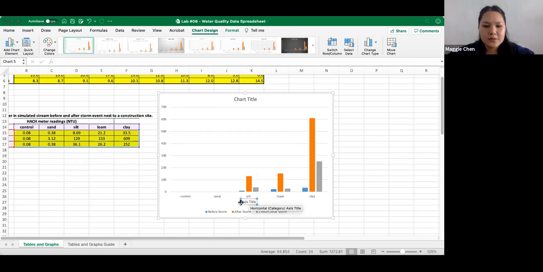And when it pops up on our chart, we can change it to say site name, because in this example, each of these different particle types that we're looking at, as it changes throughout the storm, is like a construction site. So we can just change it to site names.